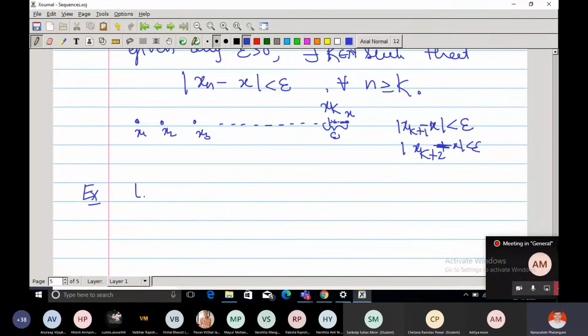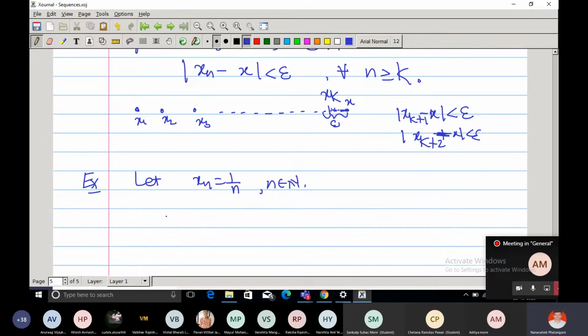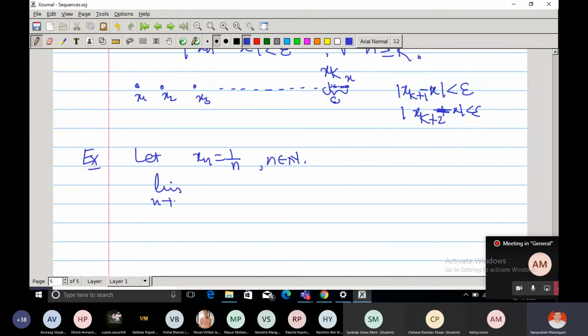So for example, let xn be equal to 1 by n. Then what is the limit as n tends to infinity of the sequence xn? We want to see what the limit of this sequence is, or prove that the limit of xn is 0. That means this sequence is going towards 0. By observation also we realize that this sequence is moving towards 0, right? But what is the clear proof that it is going towards 0? We cannot reach 0, but as n tends to infinity it is moving towards 0.